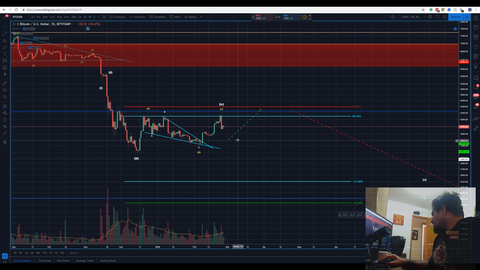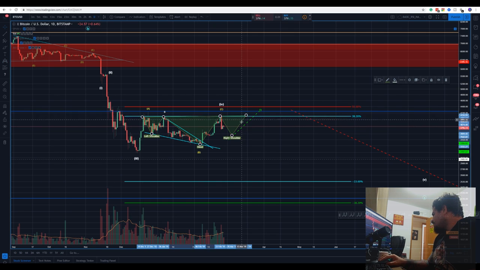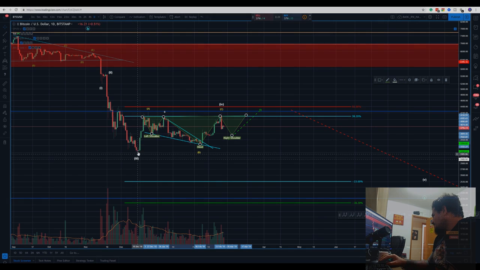I made the case that we have some kind of inverted head and shoulders formation here, okay? But inverted head and shoulders are trend reversal patterns, and it usually happens at the end of a trend.